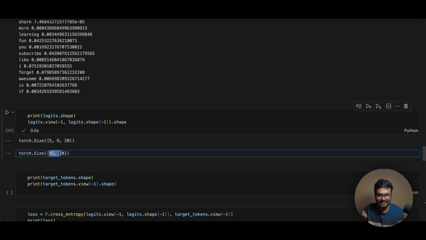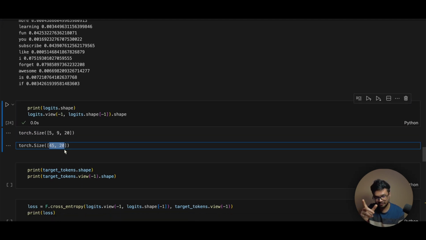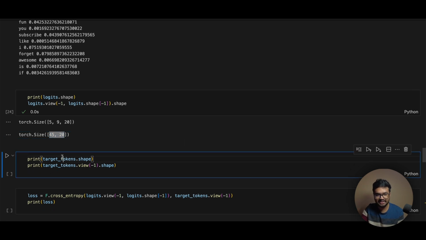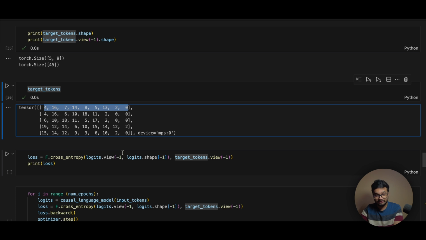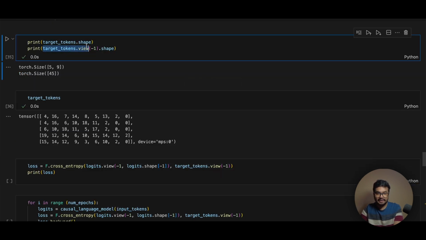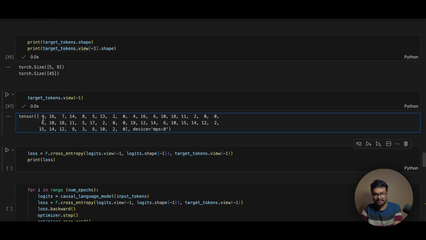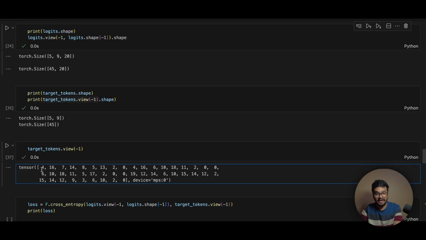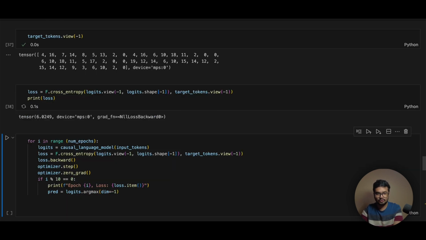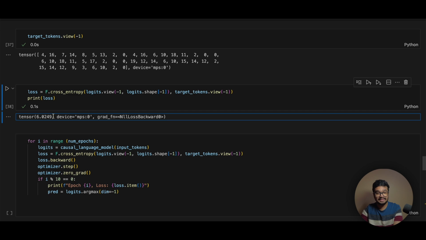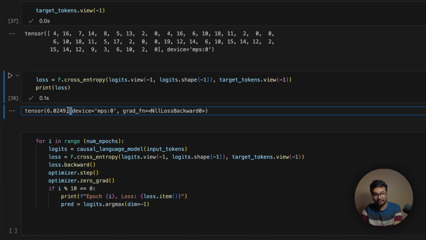So from 5, 9, 20, we become 45, 20, which means we are just arranging it in a 2D matrix, and we are doing the same for our target tokens because these are the ground truth that we obtained from our dataset. By doing this, we are essentially flattening it all out. We have these flattened labels, and for each index we have a probability distribution, so we can apply the cross entropy loss to learn to fit this. So let's print the loss. It says it's 6, which is basically how far away the current predictions are from our ground truth response.